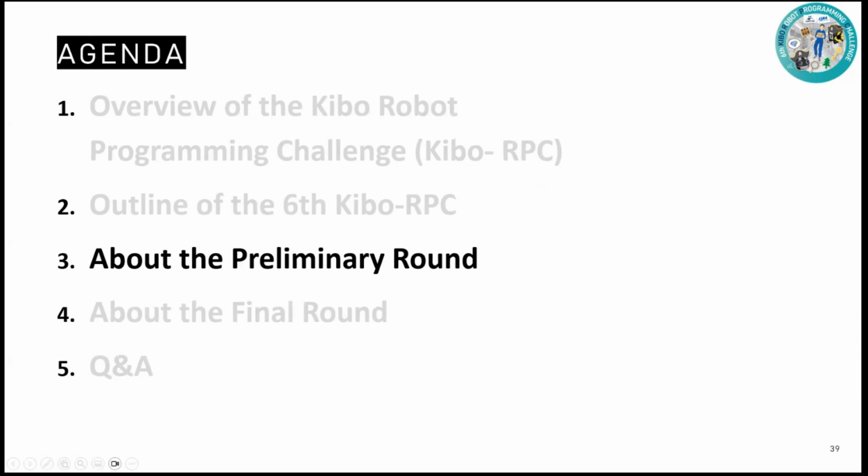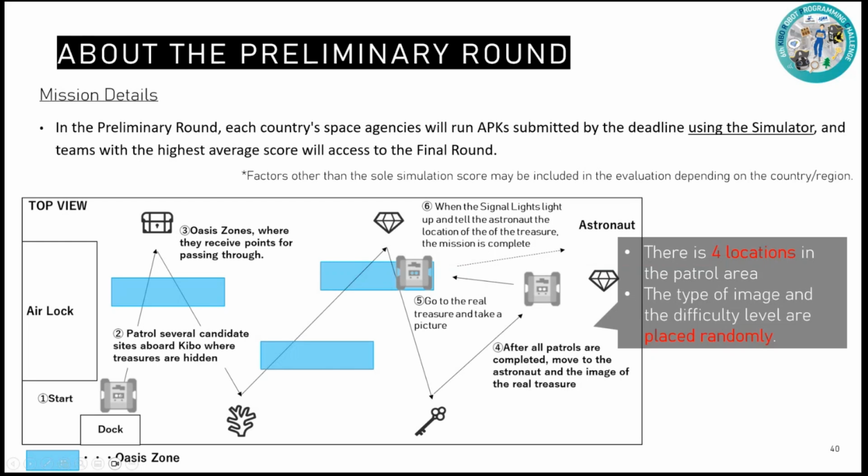Now we will see how the preliminary will take place. In the preliminary round, each country's space agency will run the APKs submitted by the deadline, May 12th, using the simulator. Teams with the highest average score will access the final round. When I say average score, it's because we will calculate your score based on 10 runs.